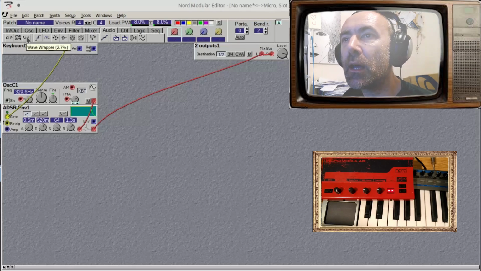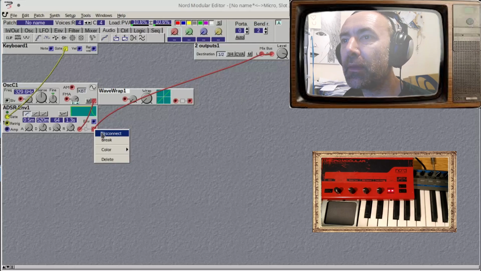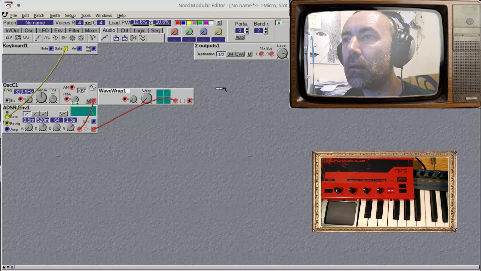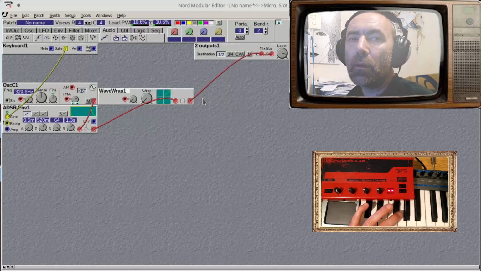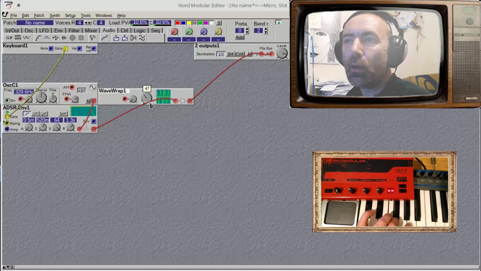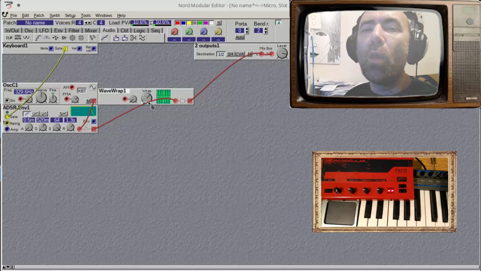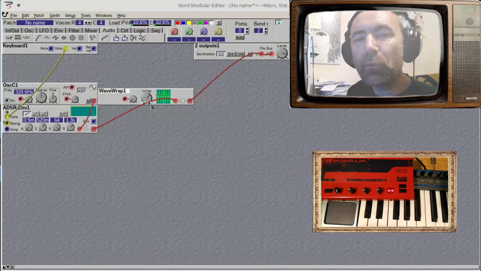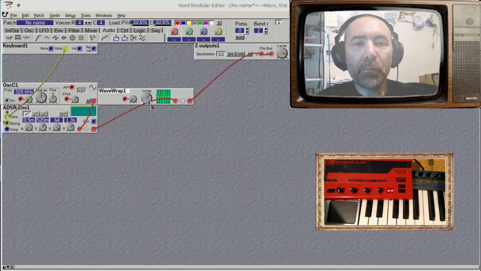So if I go into the audio and I get the wave wrapper out and then I plug it in between the two, you can hear that's the pure sine, and as I introduce more wrapping, the wave wrapper works by taking the peaks and then folding them back. So instead of clipping, it folds the volume which is above the clip level back round, and that's what creates the richer harmonic distortions.